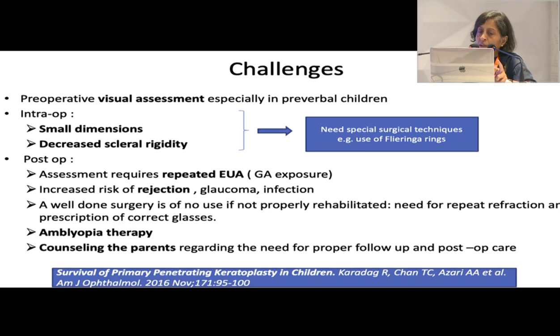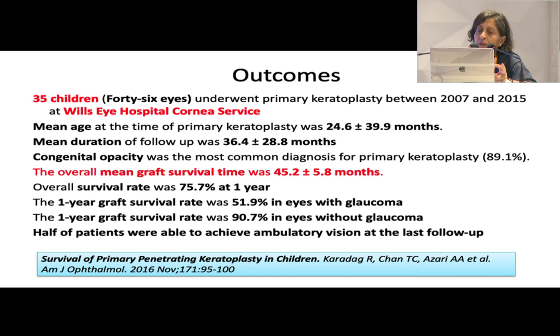Regarding the challenges during the surgery, Vanati will be covering that. Outcomes: when you look at the outcomes, even in highly industrialized nations, they have found that the results cannot be universally successful. So if you feel an optical iridectomy would give you a better outcome, that is an option you could consider. But what we would like to look at here is the overall mean graft survival was about 45 months, but the 1-year graft survival was less in eyes with glaucoma. So that's the important thing.